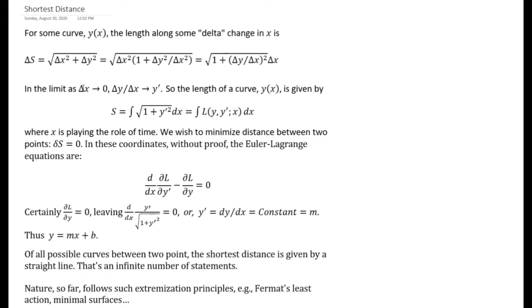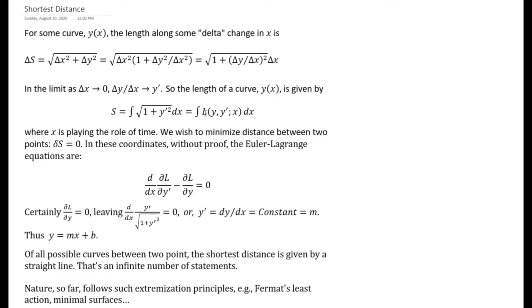Now, you might recognize that in the limit as delta x tends to 0, this ratio, delta y over delta x, just becomes the derivative, dy dx, or y prime. So if I move from some point A to some point B on an integral, and I'm not specifying those A and B, then the length of this curve is the integral of the square root of 1 plus y prime squared, dx. I'm going to call this L as a function of y, y prime, and x.